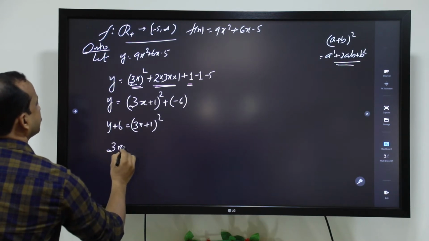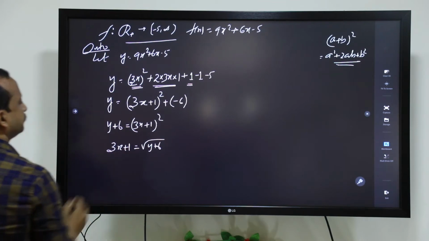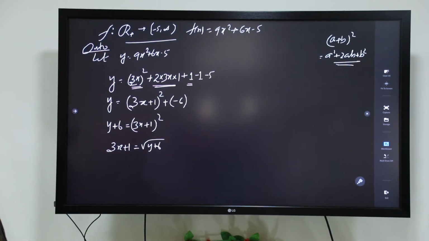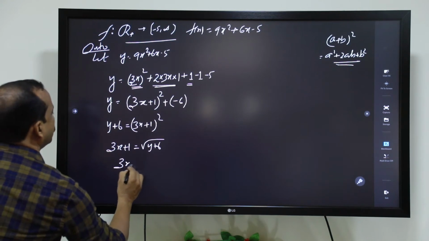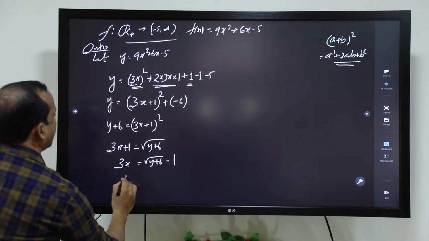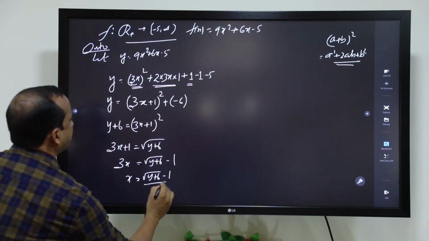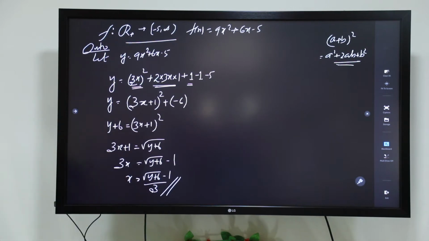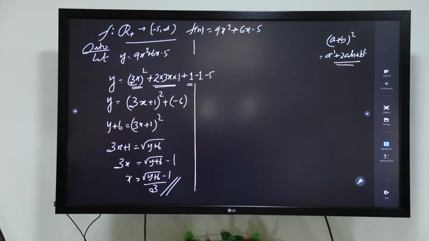And therefore 3x plus 1 is equal to the positive root value, that is root of y plus 6, because R plus is positive. And therefore 3x is equal to root of y plus 6 minus 1, and x is equal to root of y plus 6 minus 1 divided by 3. Okay, now we find f of x.